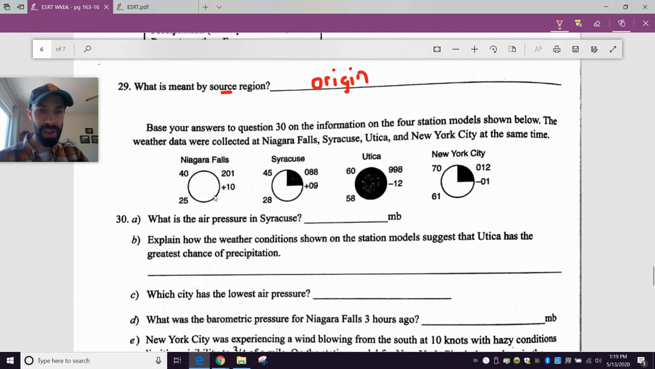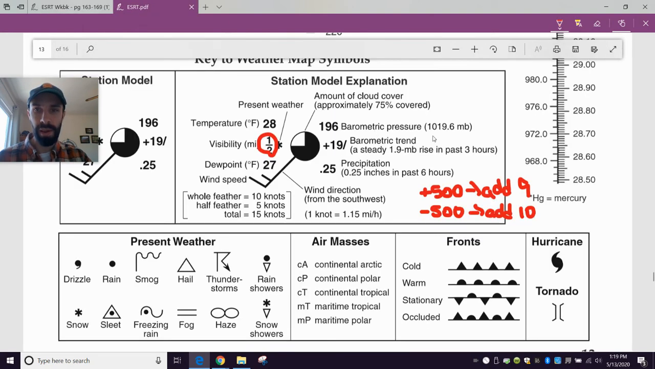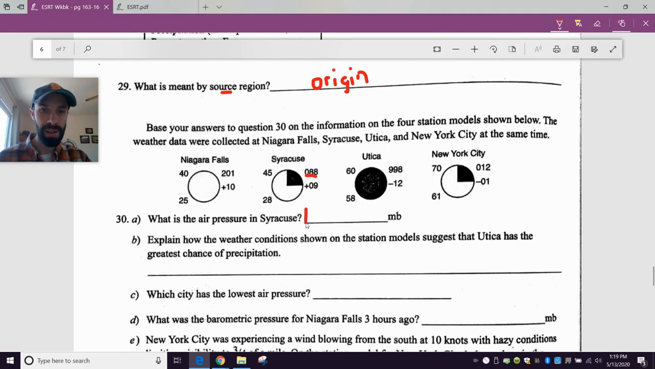30A, what is the air pressure of Syracuse? Okay, in millibars. So the air pressure, remember, is this top right-hand corner number. Right now it is coded. We need to decode it. This number, as you can see, is less than 500. So we're going to add a 10 to the front of this. That's going to be 10, and then 0, 8, 8. Okay, and then all we got to do is add the decimal right there. You can kind of see it. There's my decimal, so it's 1008.8. That's the air pressure of Syracuse.